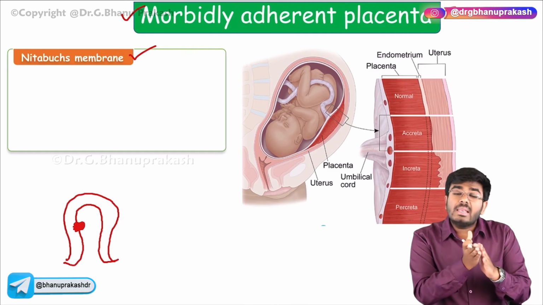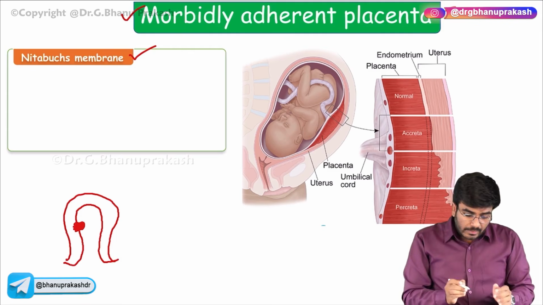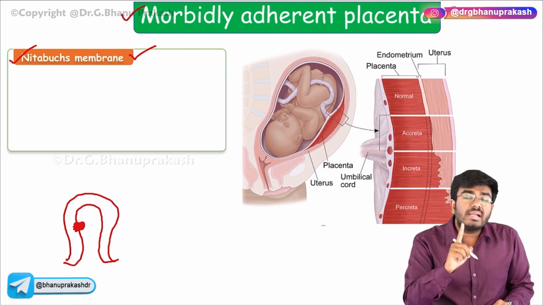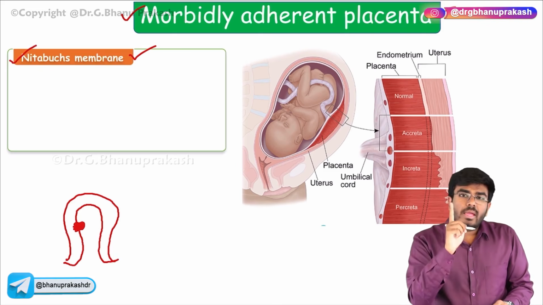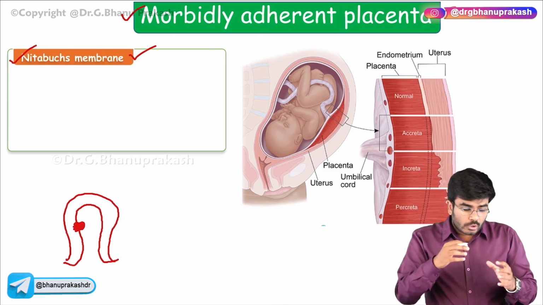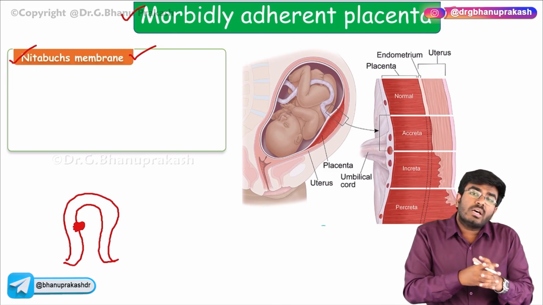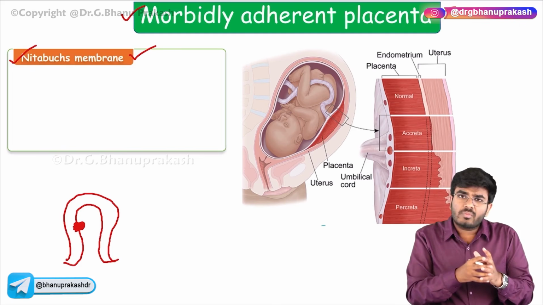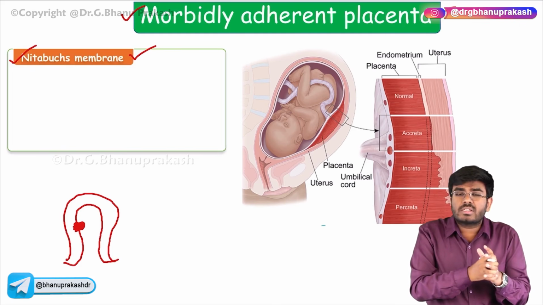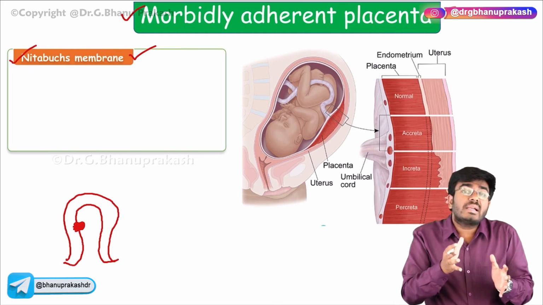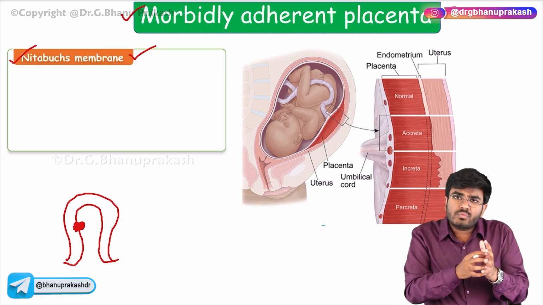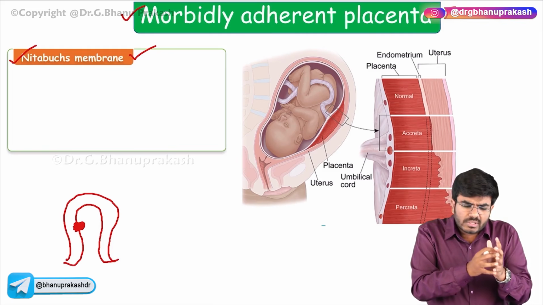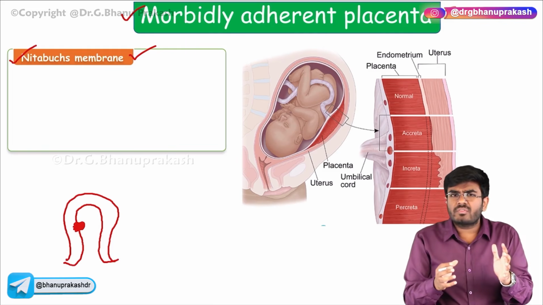So, there is a limiting membrane. That limiting membrane is known as Nitabuch's membrane. This Nitabuch's membrane doesn't allow the embryo or blastocyst to go deep into the wall of the uterus. If it goes too deep into the wall of the uterus, the placenta will form in the wall of the uterus. That causes morbid adherent placenta. If the placental villi are reaching the myometrium, do you think that this placenta will be easily separated after delivery?